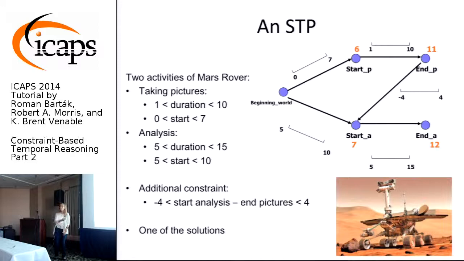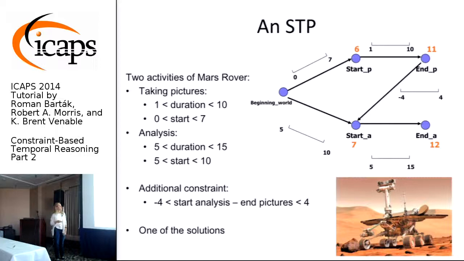And here we have the start of the picture, end of the picture, start of the analysis, end of the analysis. And these are all my intervals containing all the allowed interleaving times between these two time points, right? So in here, it means that the end of the analysis has to occur anywhere between 5 and 15 units of time after the start of the analysis, all right? And this is an STP, or an STN. P or N stands for problem, so people coming from the constraint satisfaction community usually use P for problems, and people more from planning use N for network, but they're interchangeable.